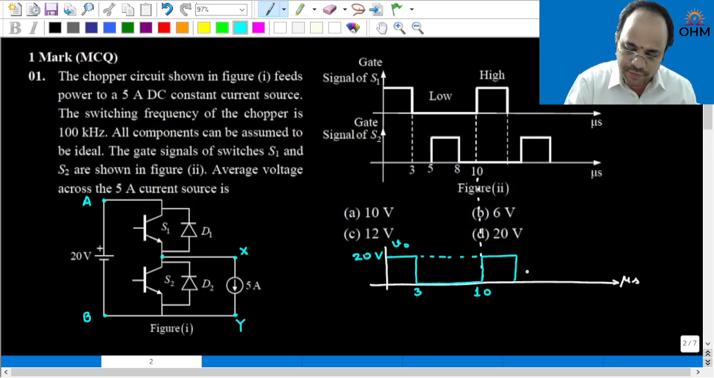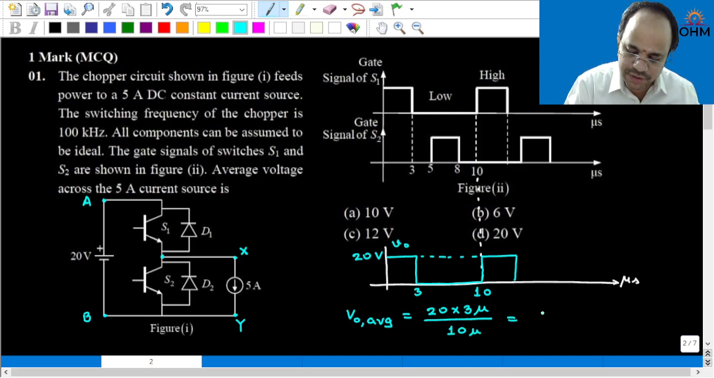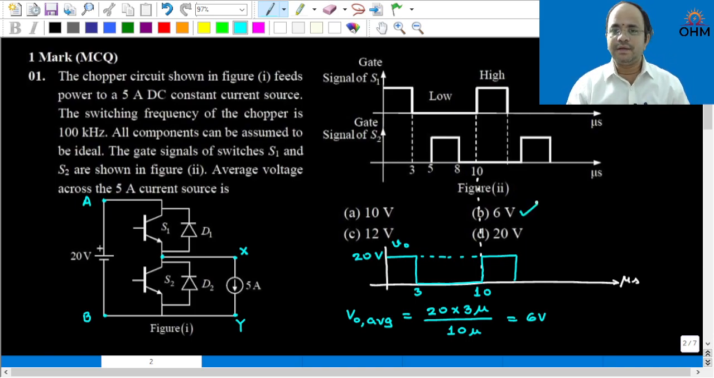Now finally, from this waveform, we have to find out average output voltage. So I can say V0 average is equal to area under the waveform. Area under the waveform is 20 multiplied with 3 microsecond divided by 1 cycle time. So this is equal to 6 volt. So this is a very simple question given for 1 mark. That is, answer will be 6 volt. Now let us look into the next question.